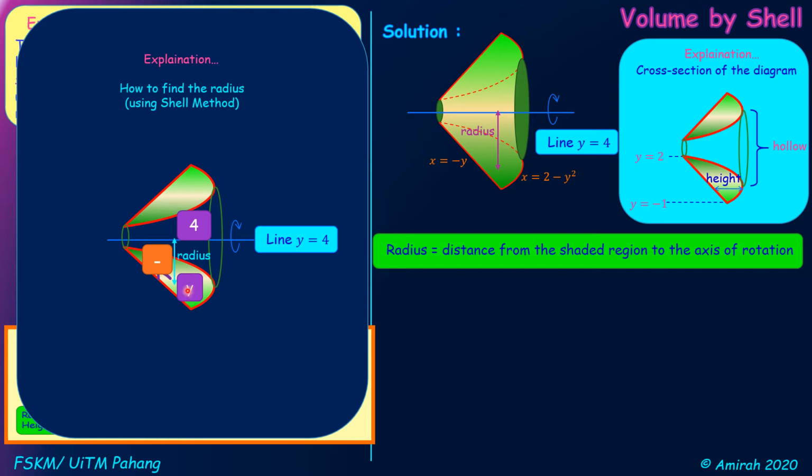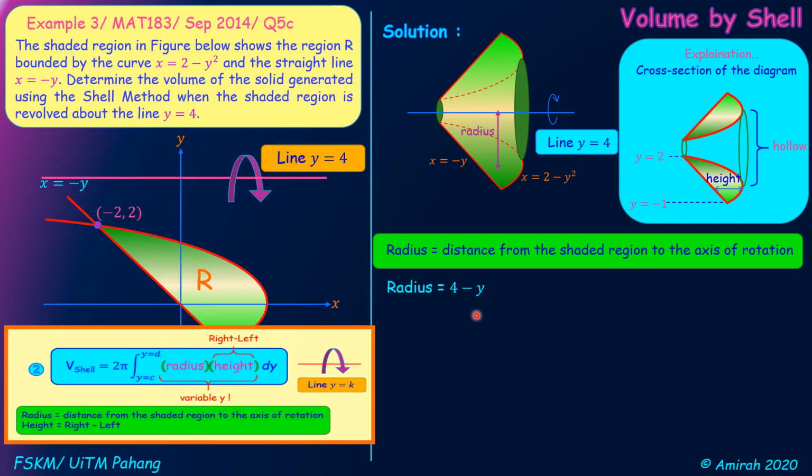We represent the shaded region as y, and we represent the axis of rotation as 4. Then we subtract, because 4 is the top and y, the shaded region, is the bottom. So top minus bottom, and we get radius equals 4 minus y. Then we can put here our radius equals 4 minus y.